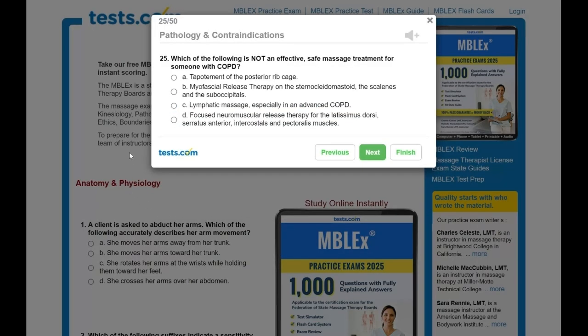Question 25. Which of the following is not an effective, safe massage treatment for someone with COPD? A. Tapotement of the posterior rib cage. B. Myofascial release therapy on the sternocleidomastoid, the scalenes, and the suboccipitals. C. Lymphatic massage, especially in an advanced COPD. D. Focused neuromuscular release therapy for the latissimus dorsi, serratus anterior, intercostals, and pectoralis muscles.